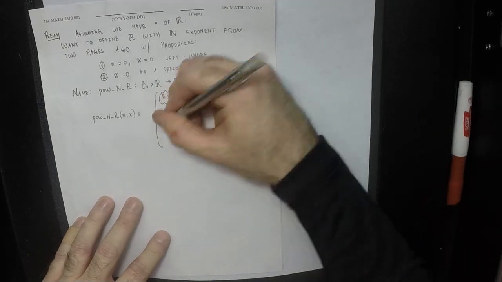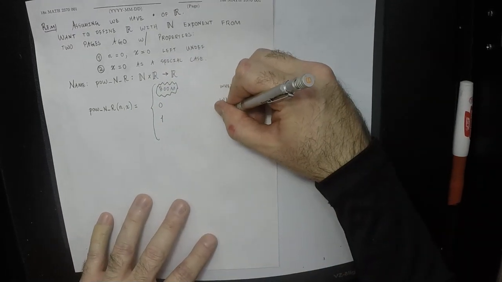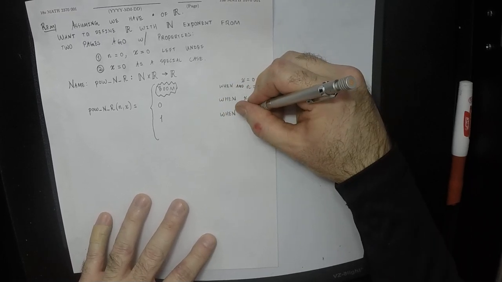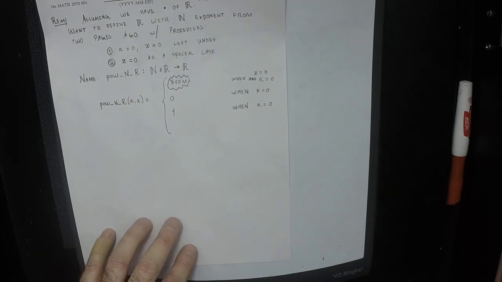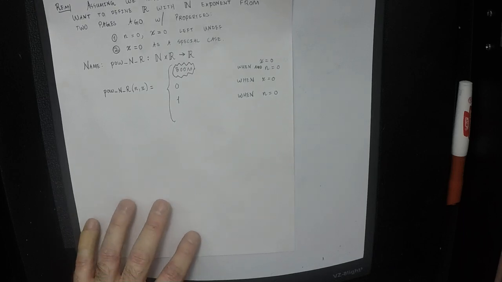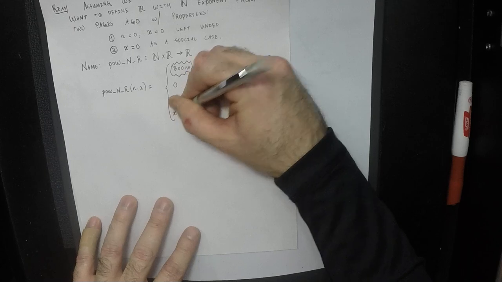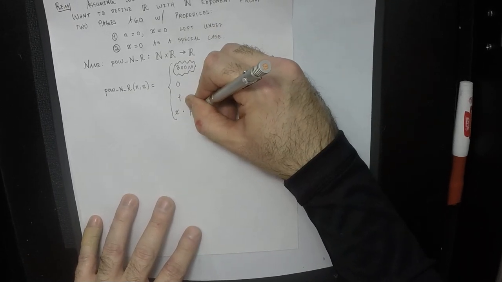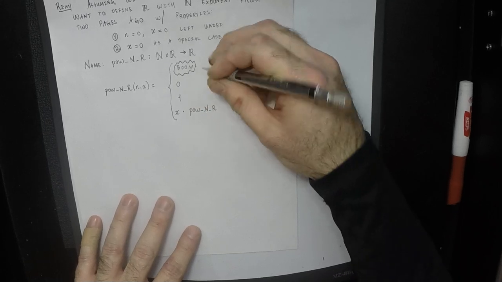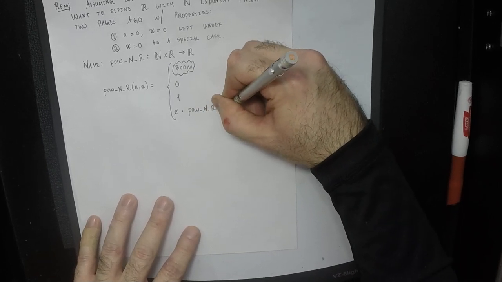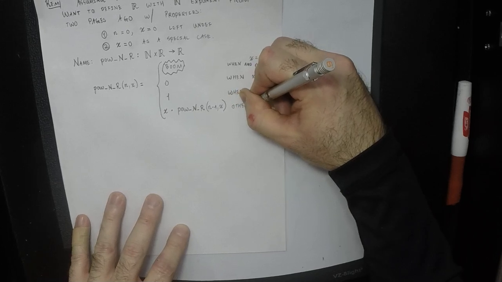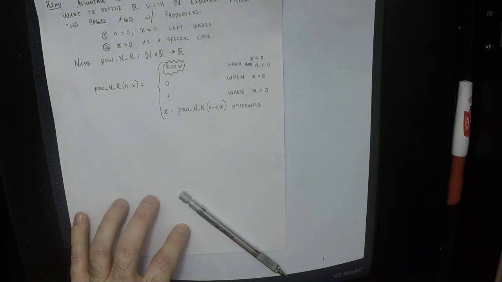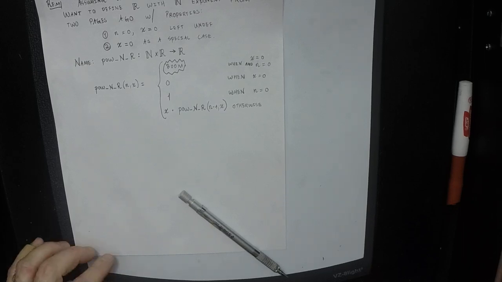1. When what? Okay. When n is 0. And what? X times pow, uh-huh, times the pow thingy. Right. Okay, so we did it in 4 clauses.